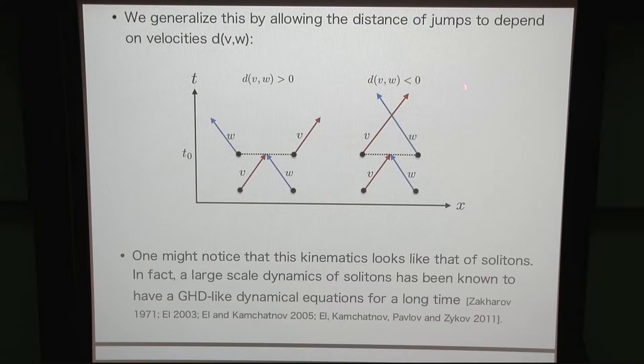One might notice that this kind of dynamics is really like that of solitons, in the sense that upon collisions, the only thing that happens is a spatial displacement, and the velocities are unchanged. So this suggests that it looks like solitons, and in fact, the large-scale dynamics of solitons has been known to have GHD-like dynamical equations for a long time. So now we have a coherent understanding between the hydrodynamics of this kind of rods, the hydrodynamics of solitons, and the hydrodynamics of quantum integrable systems. So this is nice.